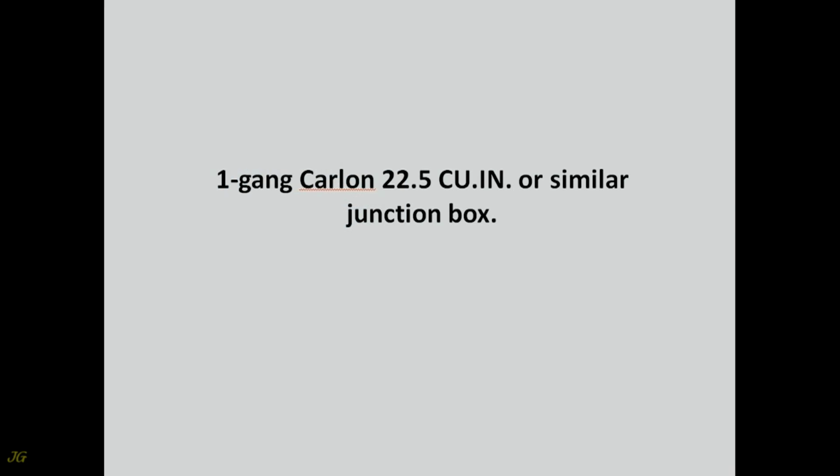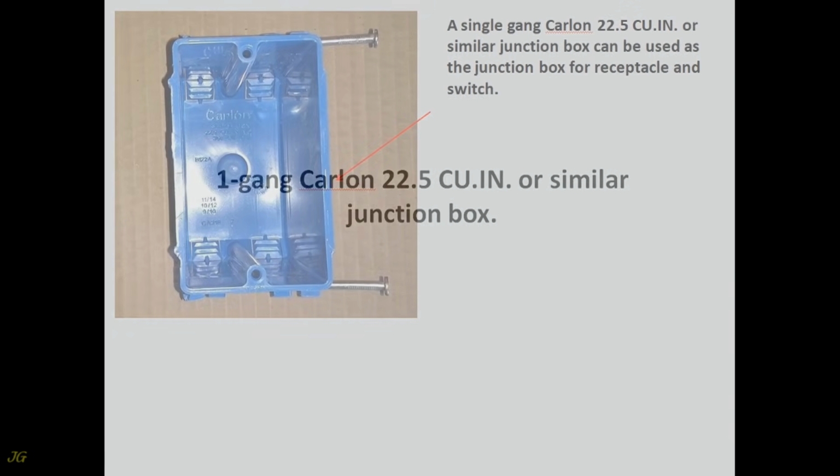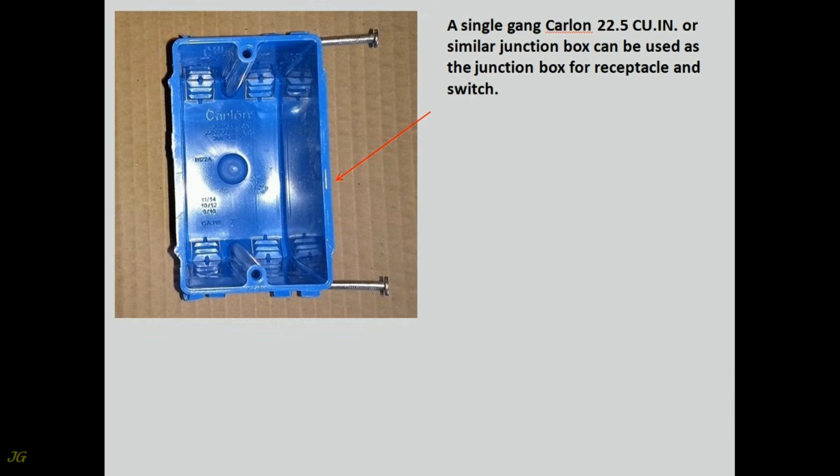1-gang Carlin 22.5 cubic inches or similar junction box. A single-gang Carlin 22.5 cubic inches or similar junction box can be used as the junction box for receptacle and switch.